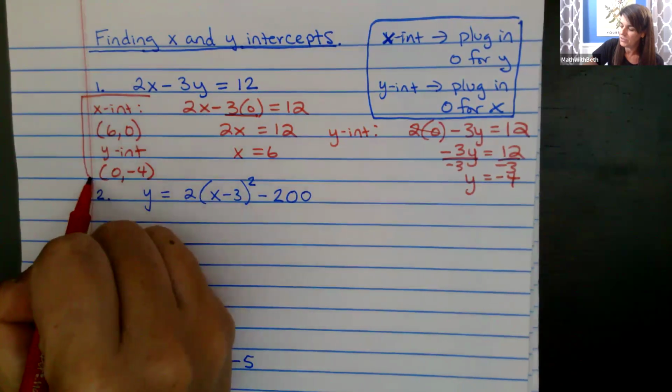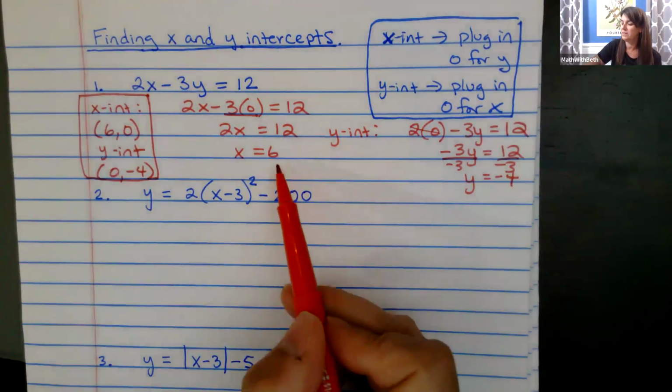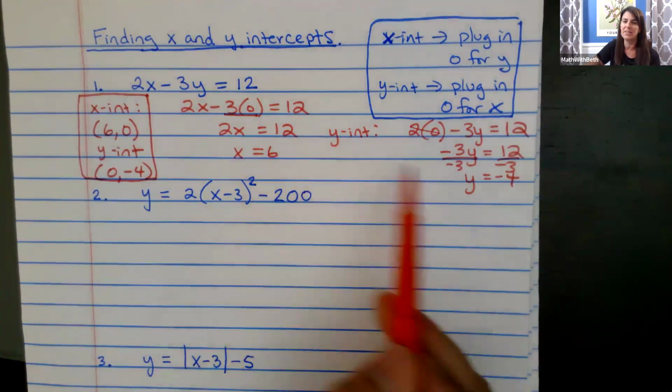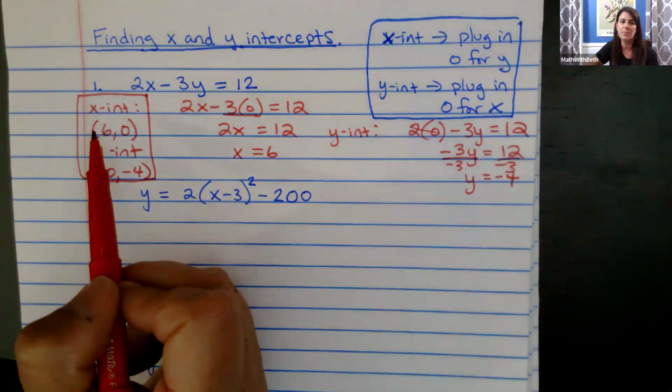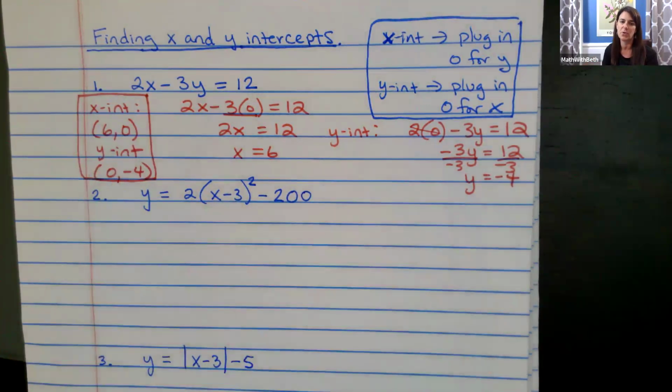So some people understand how to find this 6 and this -4, but then they put them together as one point. They're not one point. These are two totally separate points. Here's my x-intercept. Here's my y-intercept.